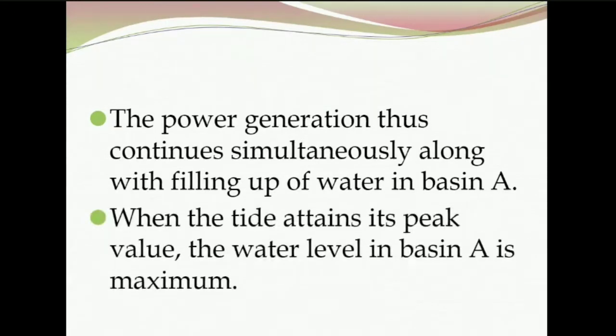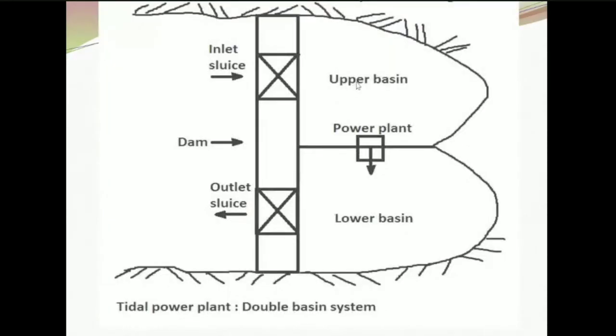When the tide attains its peak value, the water level in basin A is maximum. So, when there is a sufficient head between the upper and lower basin during flood tide, water is entering through the inlet sluice, and when the water level of the upper basin reaches a sufficient level, it is allowed to flow through the sluice between the upper and lower basin. So the power generation starts by rotating the turbine in between. At this time, the water level of the sea rises and simultaneously the upper basin is being filled. And when the flood tide is maximum, the head of the upper basin becomes maximum.